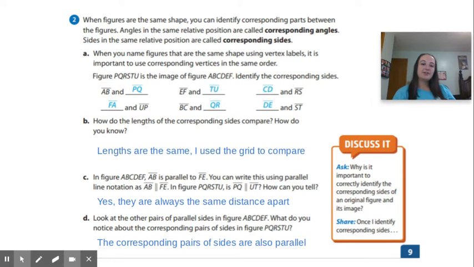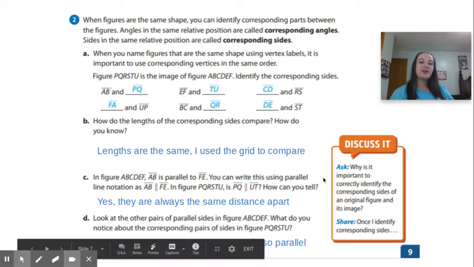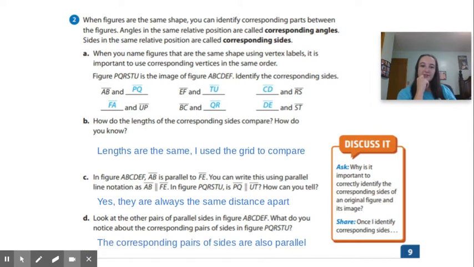The other part is that the corresponding pairs of sides are also parallel. So what do we notice about the corresponding pairs of sides in the figure? That the corresponding pairs of sides are also parallel. So the original figure had parallel sides, and the new figure also had parallel sides.